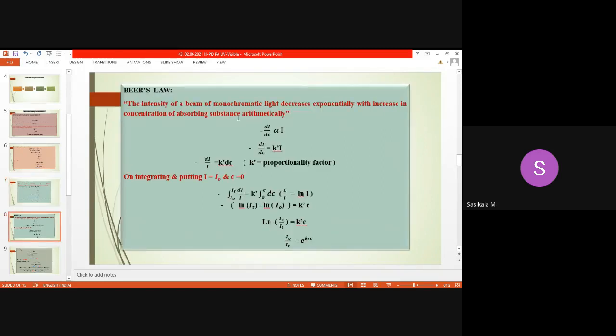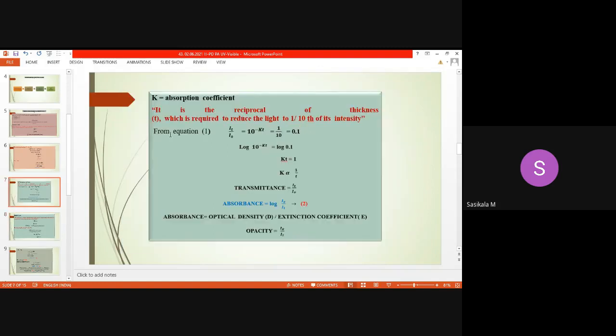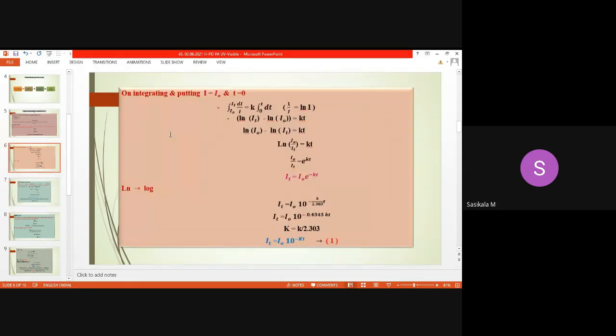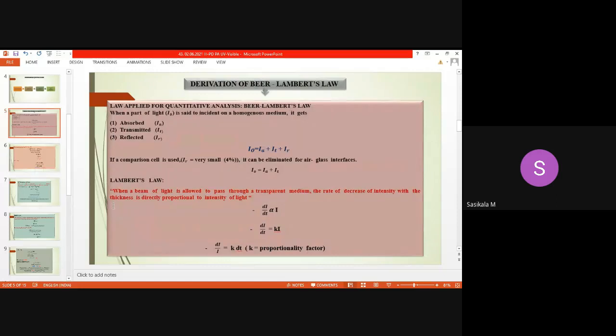And the derivation continues for Beer's law. Now you have seen Lambert's law. Lambert's law says absorbance is directly proportional to thickness of the medium. So thereby a decrease in intensity occurs for the transmitted light, and transmitted light radiation will be decreased. Transmitted light is what? The light coming from the sample cell.